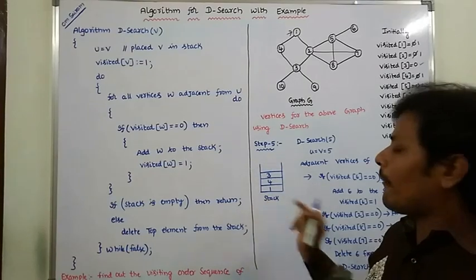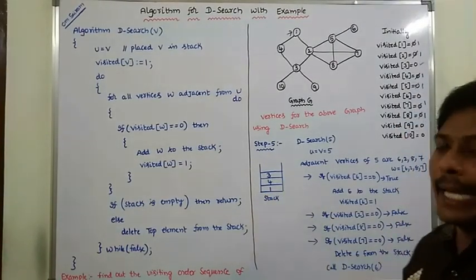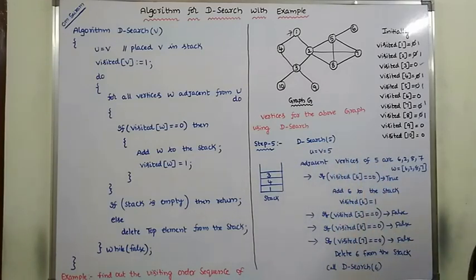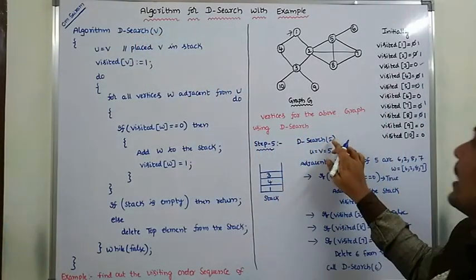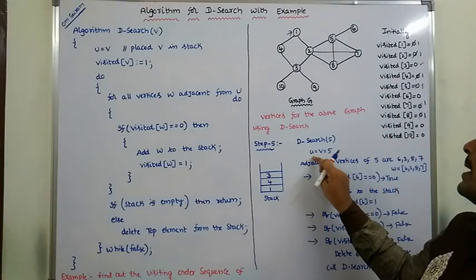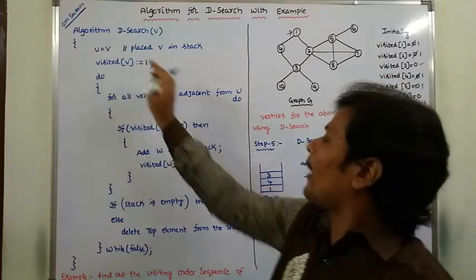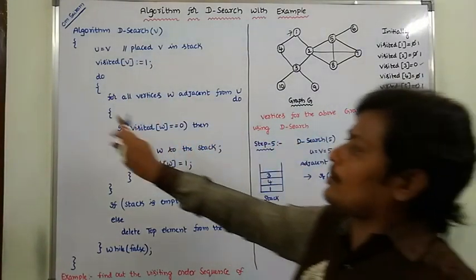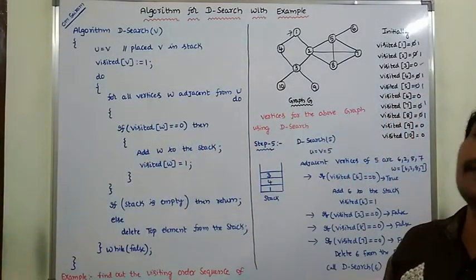After deleting 5 from the top of the stack, this is the existing stack. Now step 5, dsearch of 5. So algorithm dsearch of v, where v is nothing but 5. Brace begin, u is equal to v. So that means u is equal to v is equal to 5. Next, visited of 5 is equal to 1. Already visited of 5 is equal to 1. Next, do brace begin, for all vertices w adjacent from u.